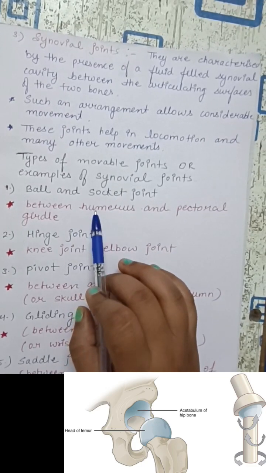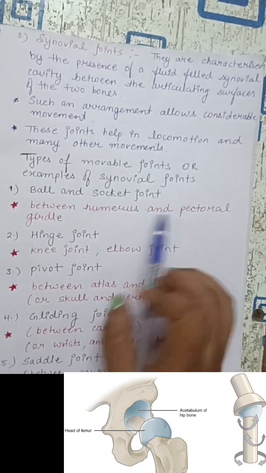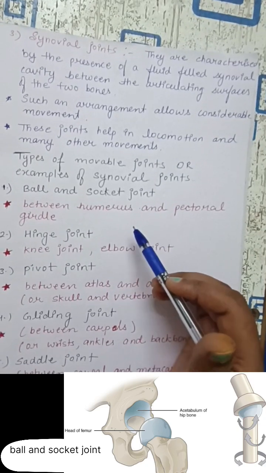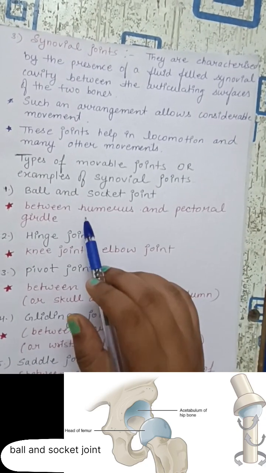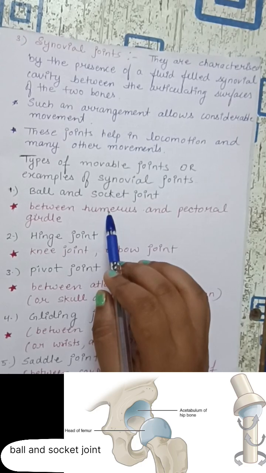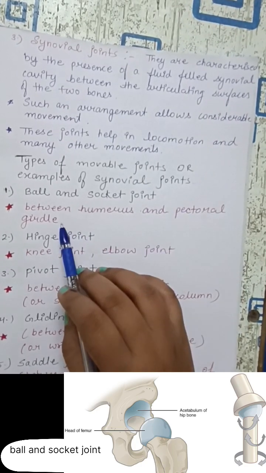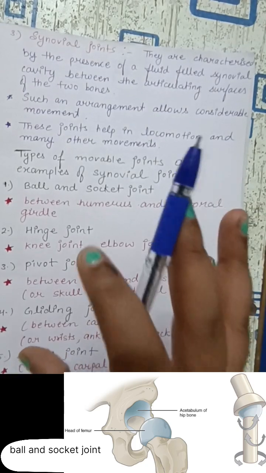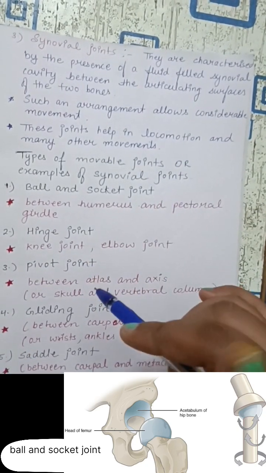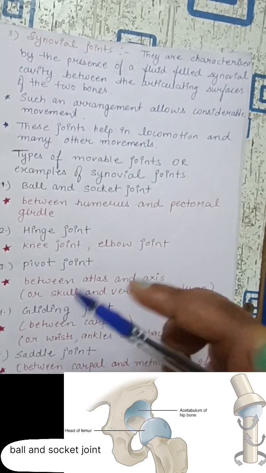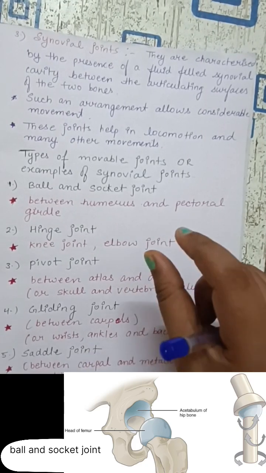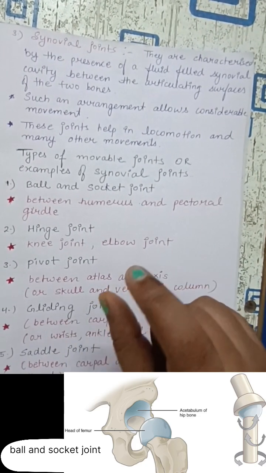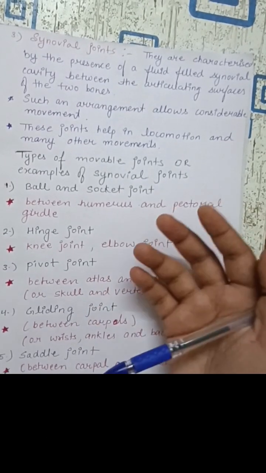What is a ball and socket joint? It is found between the humerus, the arm bone, and the pectoral girdle. What is the pectoral girdle? The pectoral girdle involves the scapula and clavicle. So between the arm bone, humerus, and the pectoral girdle, a ball and socket joint is there. The pectoral girdle acts like a socket, and the head of the humerus acts like a ball. So this is how the ball and socket joint works.